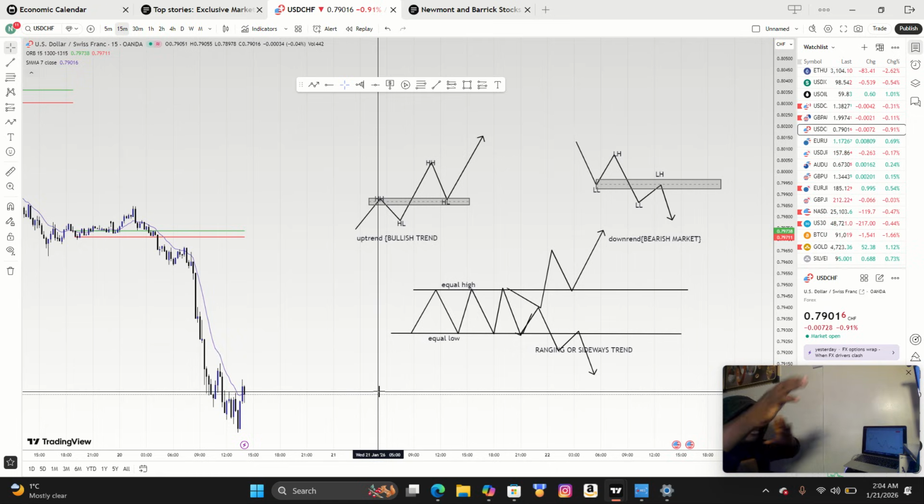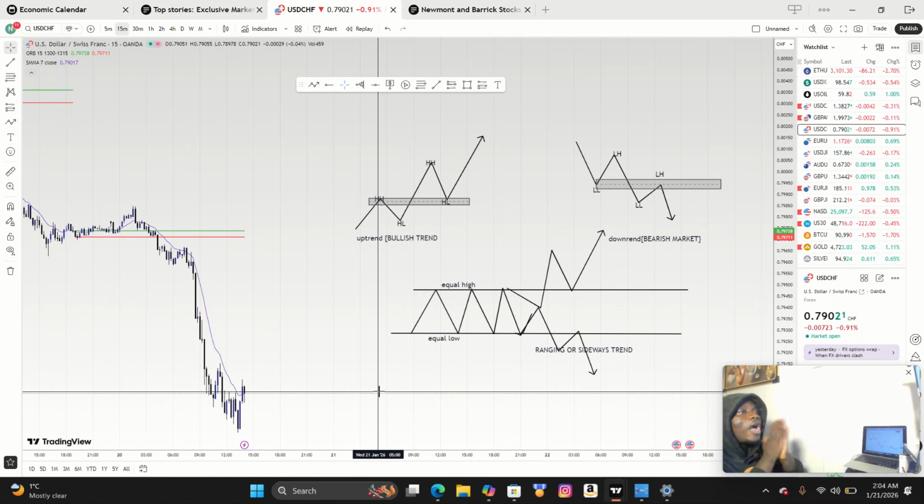Now I'll be talking about your point of interest when you need to get in a trade in a particular trend. For an uptrend, you always have to make sure that you are trying to get in at a higher low. Now let me give you this drawing. Look at this drawing right here. As you can see, I mapped out this zone from a higher high.